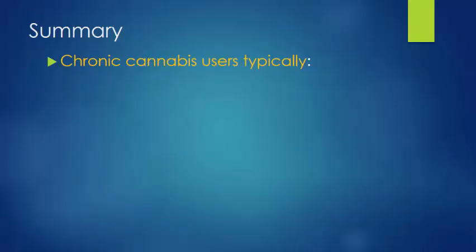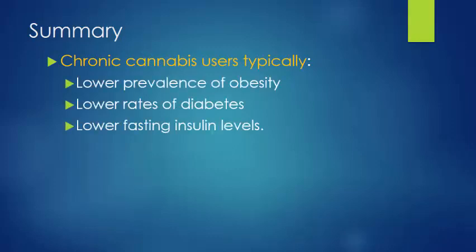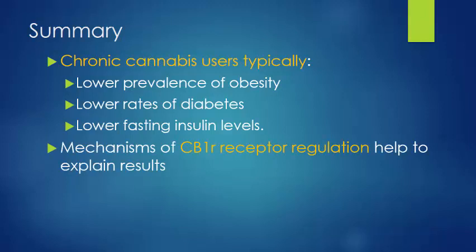In summary, chronic cannabis users typically show lower prevalence of obesity, lower rates of diabetes, and lower fasting insulin levels. An explanation of these results deals with CB1 receptor regulation. Chronic cannabis users have decreased CB1 receptor expression in the brain and in other areas. So this is an important thing to keep in mind when comparing chronic cannabis use to mild cannabis use to first-time cannabis use. Finally, this lecture helps to highlight the importance of using complex system methods over reductive science in understanding systems and for improving our ability to predict, which is the point of science.